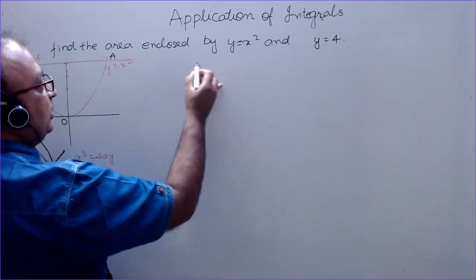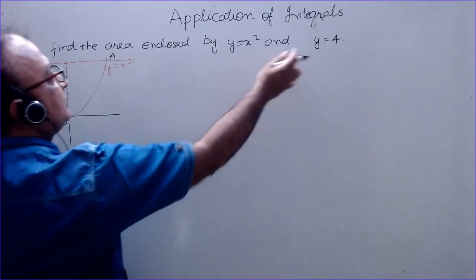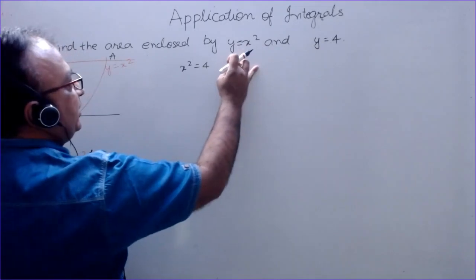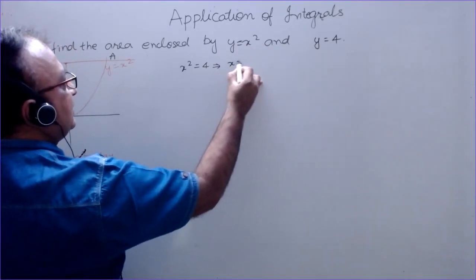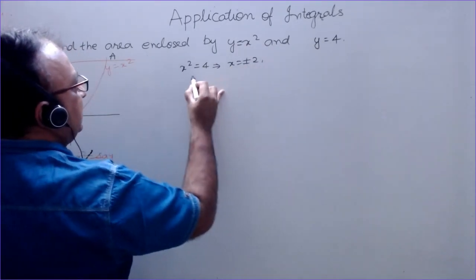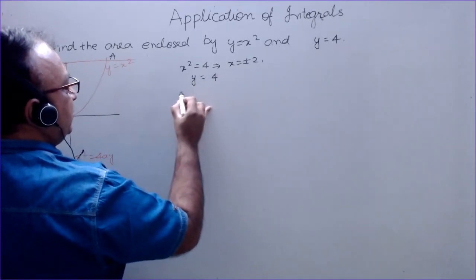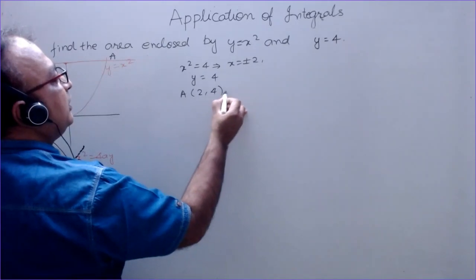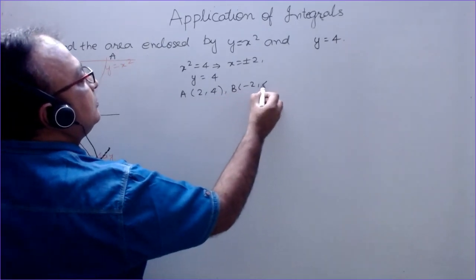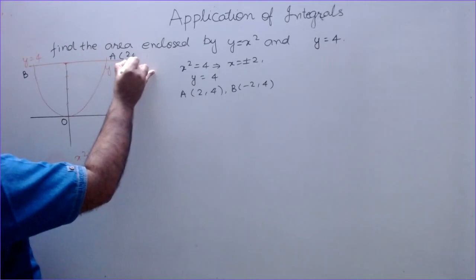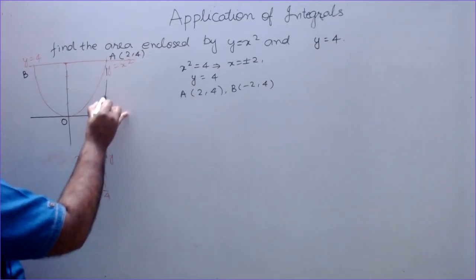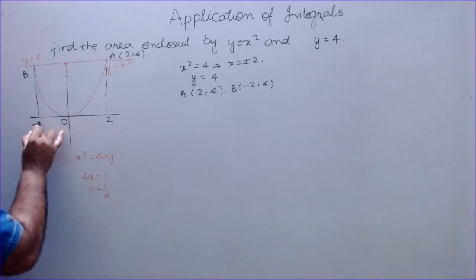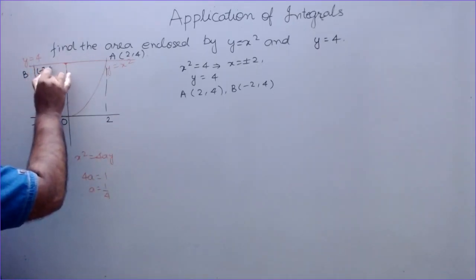For this you have to solve these two equations, y equal to x square, y equal to 4. So x square equal to 4. If I put y equal to 4 here, that gives x is plus minus 2 and y is equal to 4. So the coordinates are A is 2 and 4 and B is minus 2 and 4. This is 2, 4. This is 2 and this is minus 2 and this is minus 2 and 4.